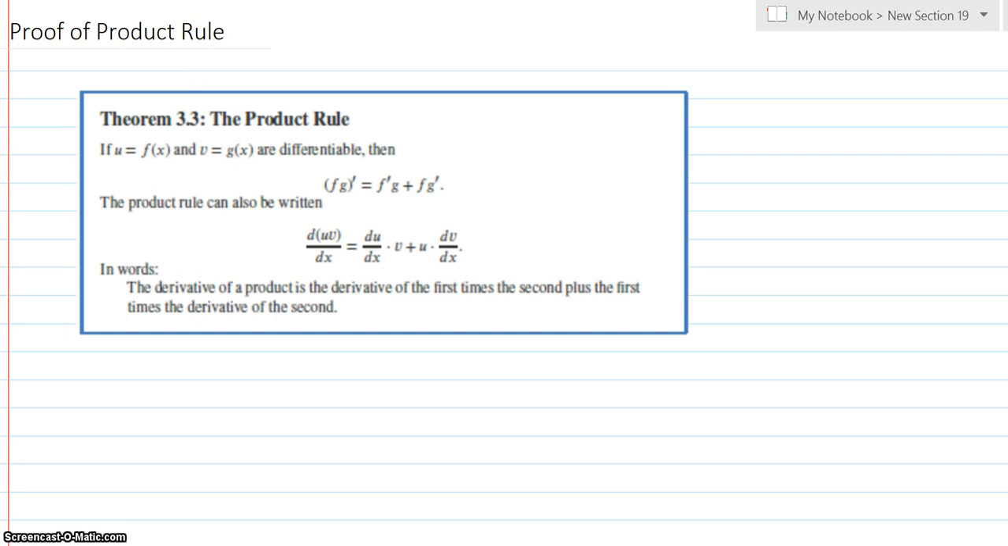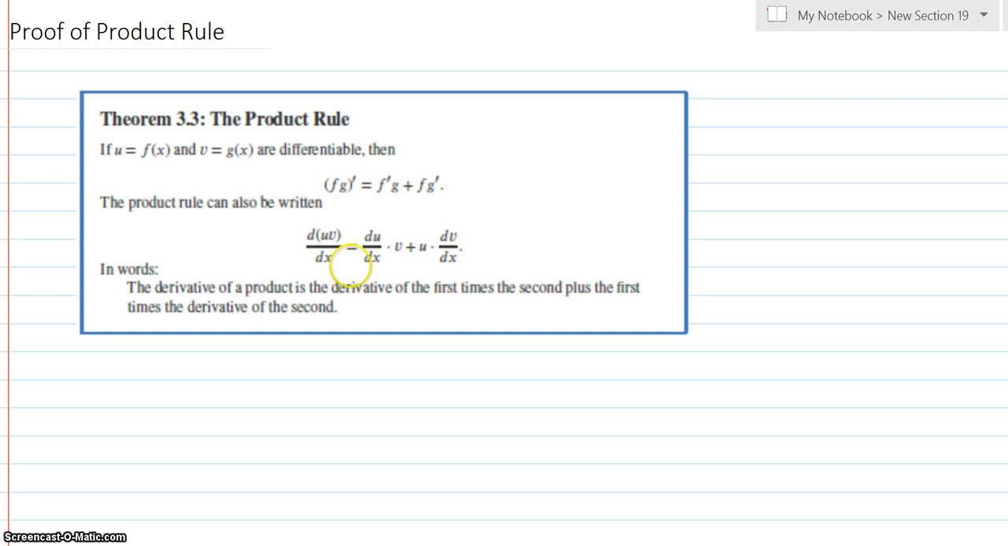What is the product rule and what is it used for? Well, it's used to find the derivative of two functions that are products of each other. And what is it? Well, if you take u equals f of x and v is another function, g of x, and they're both differentiable, then to find the derivative of the product, that's what the left side means, it's the derivative of f times g plus the other way around, f times the derivative of g.